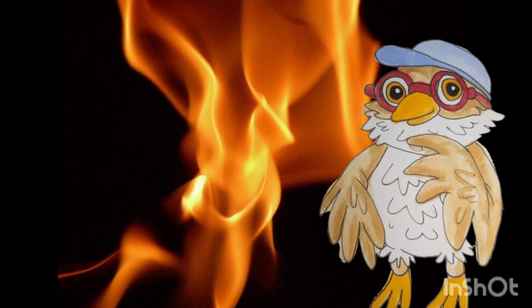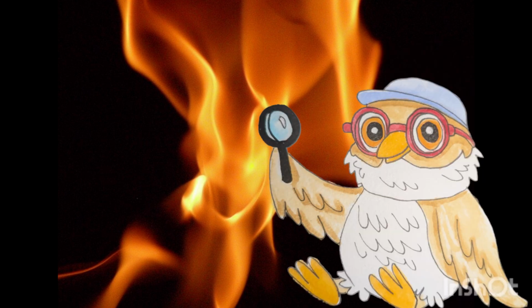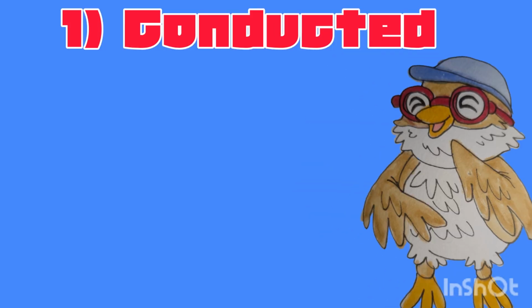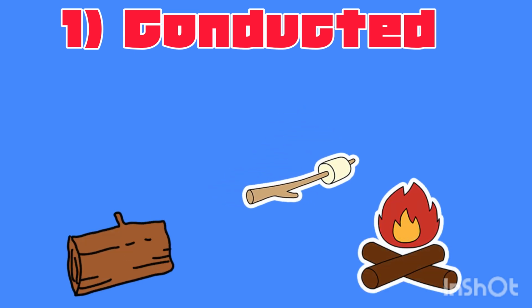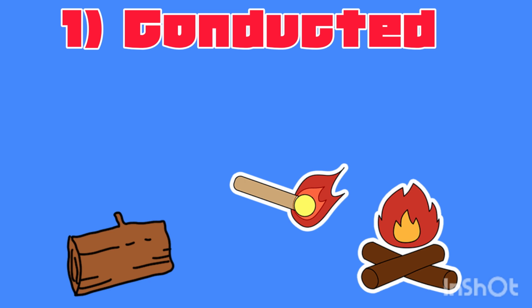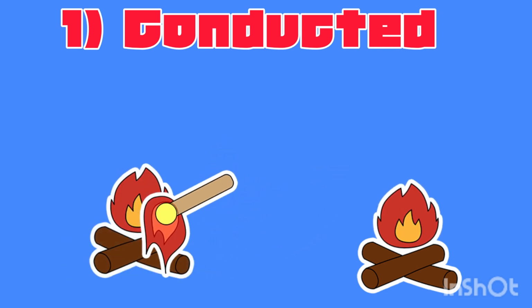Heat can be transferred in 3 different ways. The first way is that it can be conducted. This basically means it can hitch a ride on something that's moving. For example, if you put a stick in a fire, and the tip of the stick lights on fire, and then you pull the stick out of the fire and put the stick into another pile of sticks, the whole pile will light on fire.